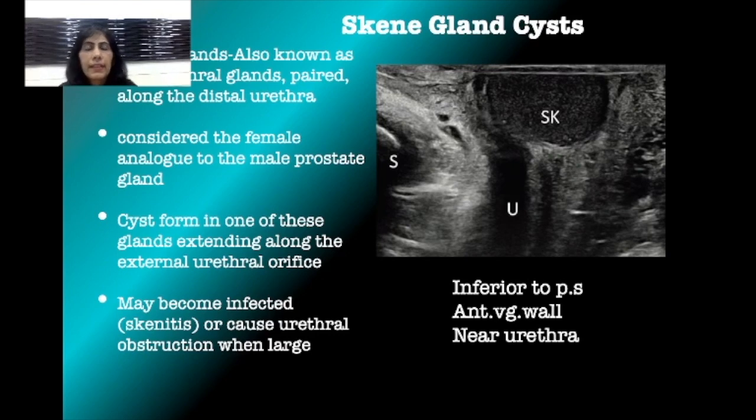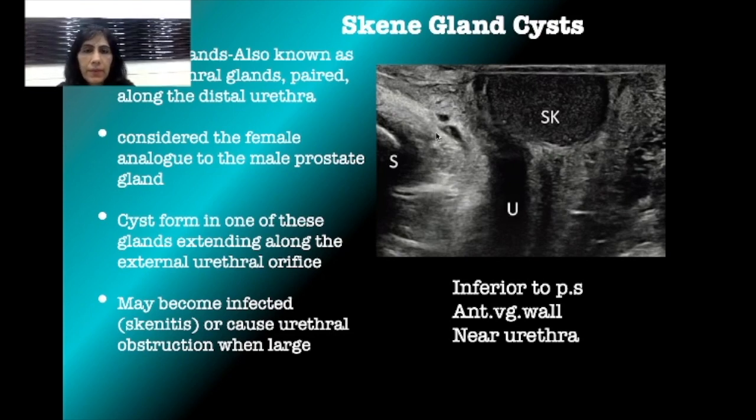Then come the two other lesions which are inferior to the pubic symphysis, the Skene gland cyst and the Bartholin duct cyst. Both are inferior to the pubic symphysis. The Skene gland cyst is anterior and the Bartholin cyst is posterior. Let us see the picture here.